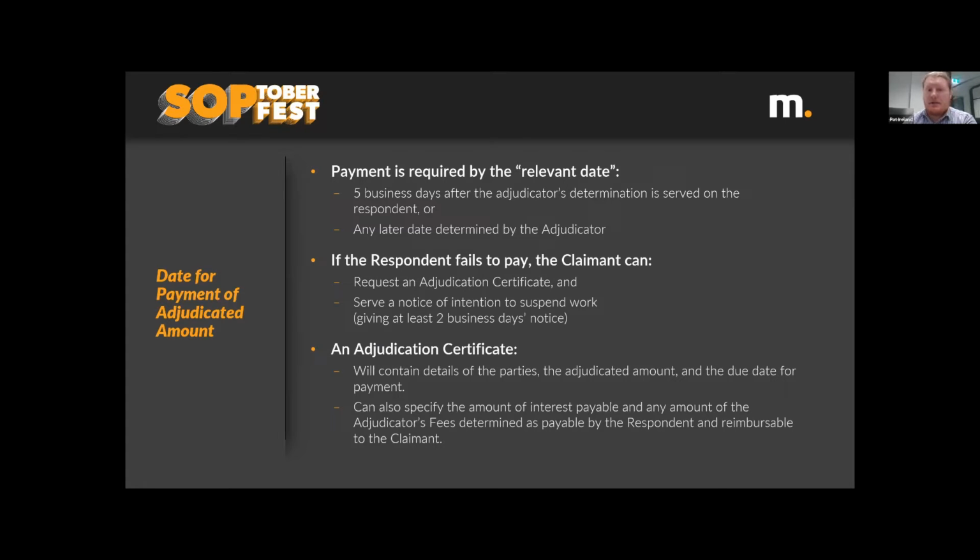An adjudication certificate, once you've requested that from the adjudicator, it will contain details of the parties, the adjudicated amount, and the due date for payment. It can also specify the amount of interest payable up to the date of that certificate, and any amount of the adjudicator's fees which are determined as payable by the respondent, which have already been paid by the claimant in order for the determination to be released.